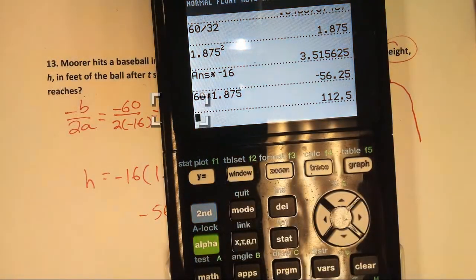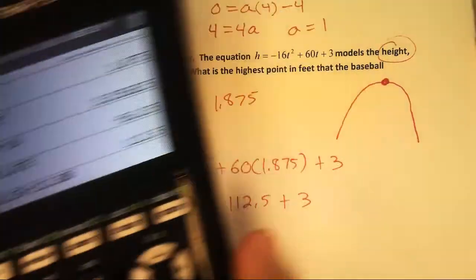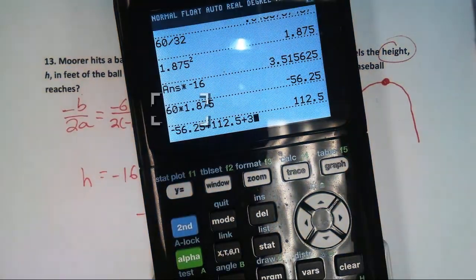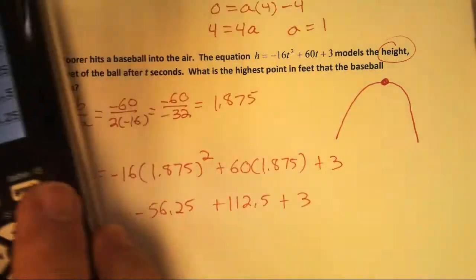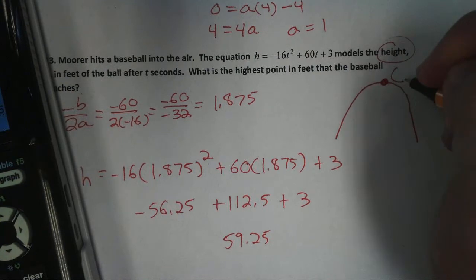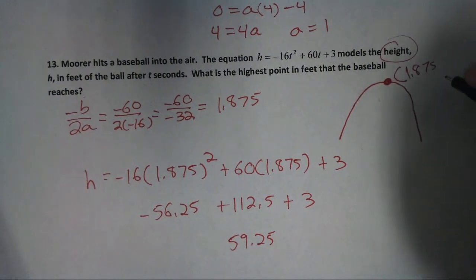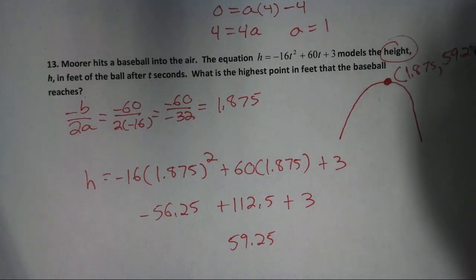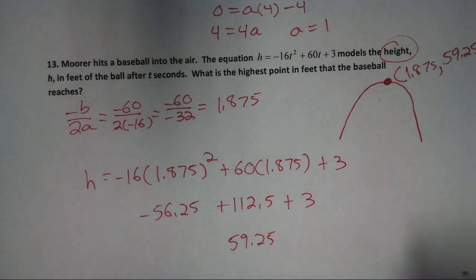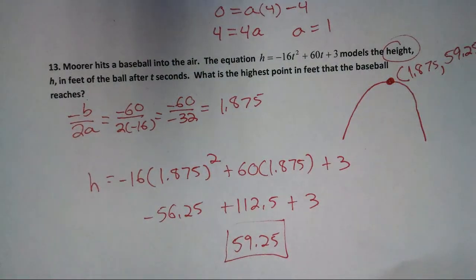So now we just got to put it all in. Negative 56.25 plus 112.5 plus 3. That is your y value, so 59.25. So for the point up here, it took 1.875 seconds to get there. And now we know how tall it was, or how high it was, at 59.25. So your final answer is 59.25. And that is the last question on that one.